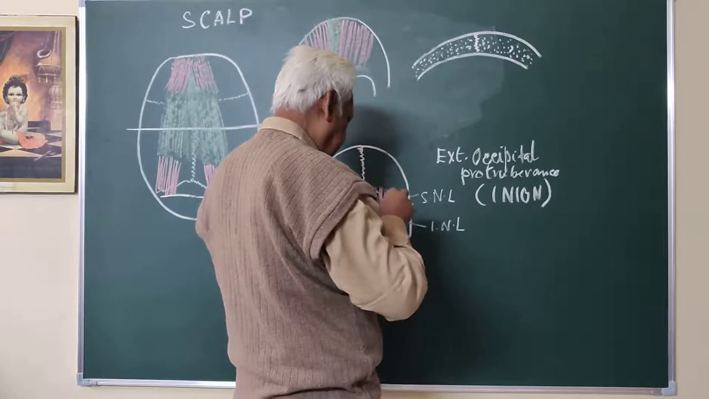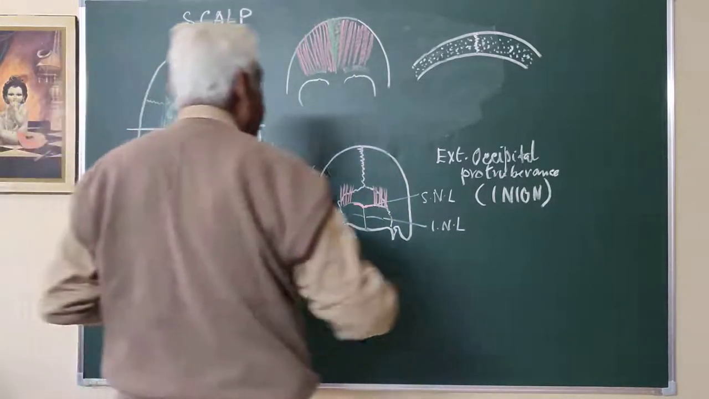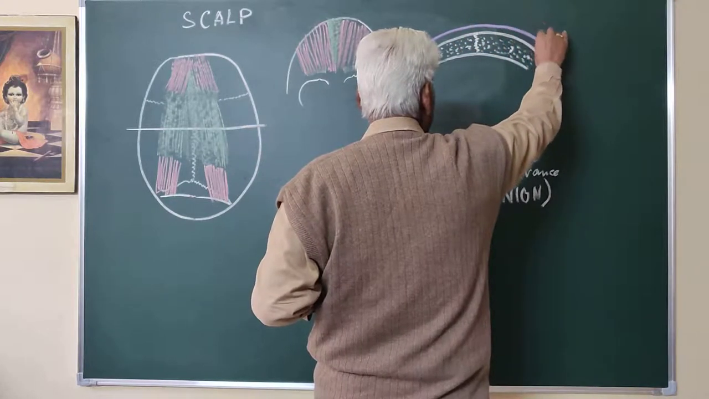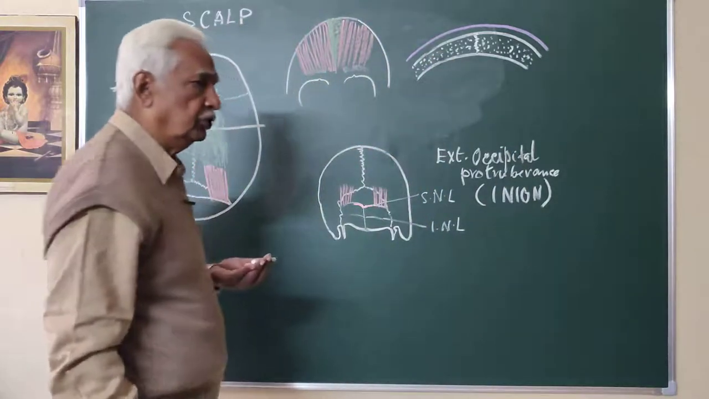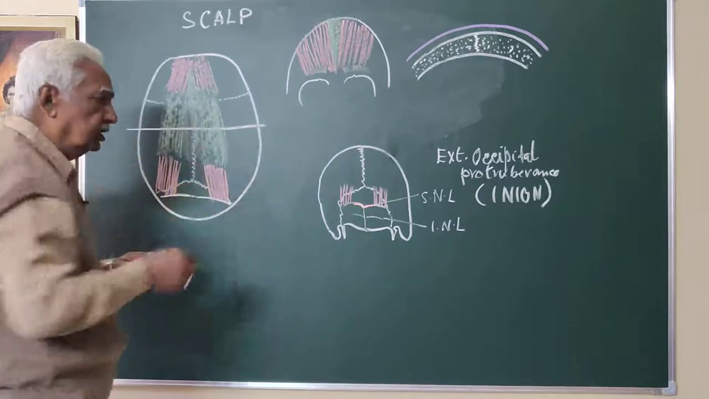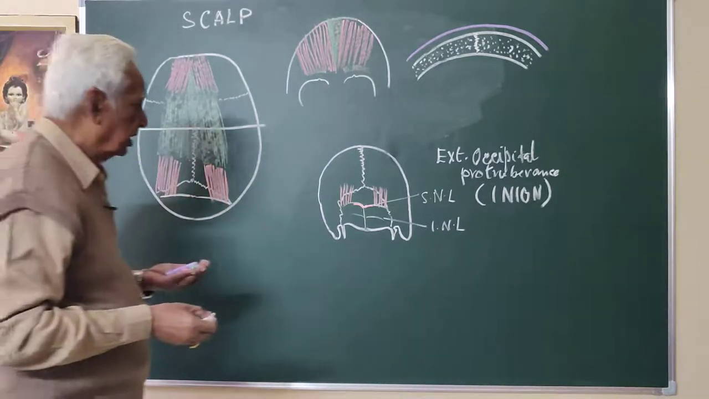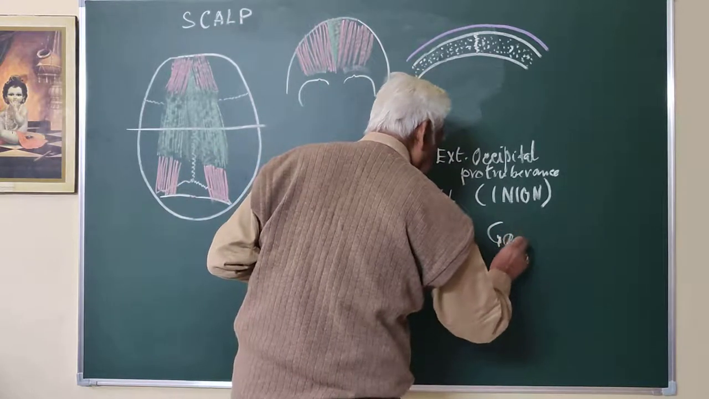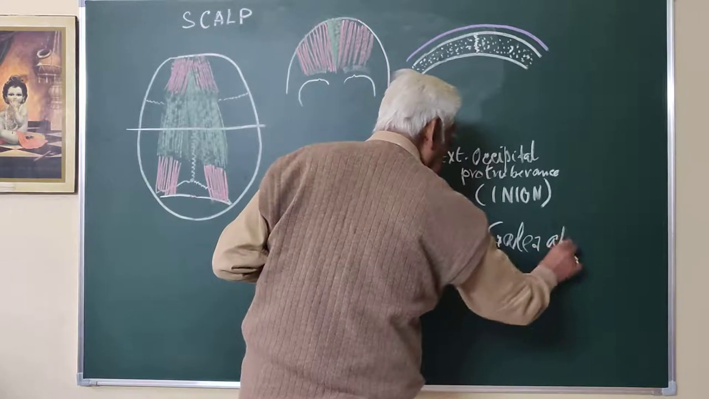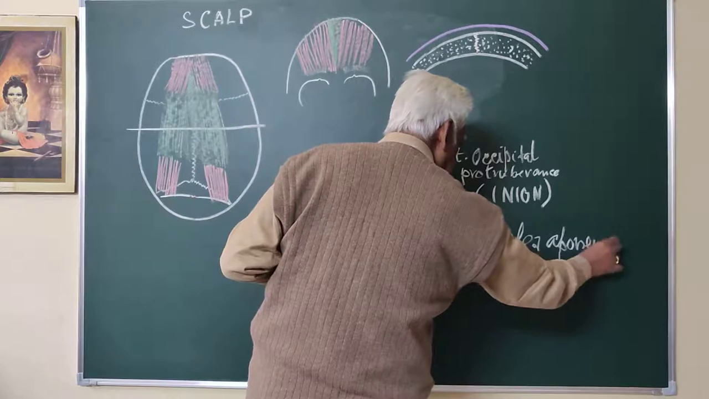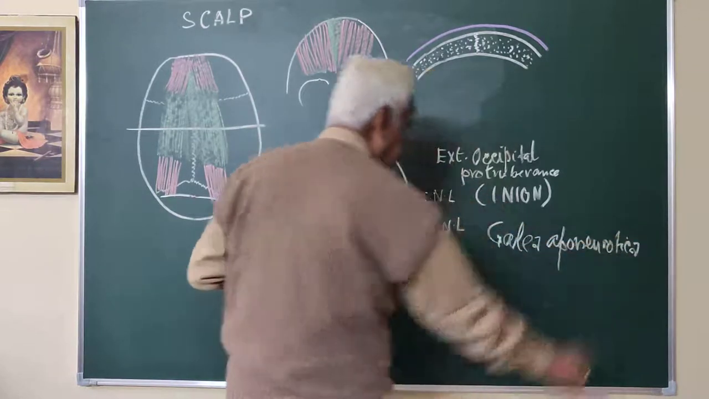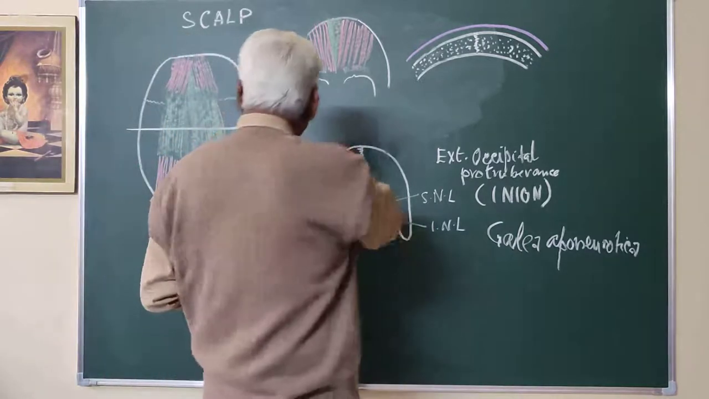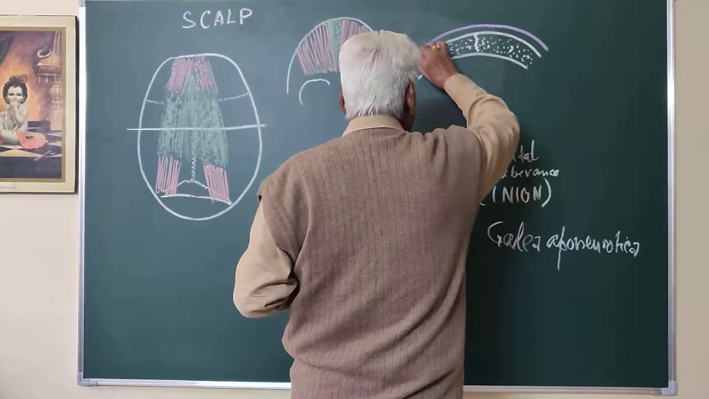Now, from the top side towards the inner side, say this is the skin of the scalp region. Deep to the skin there will be the connective tissue, and deep to the connective tissue you have seen the aponeurosis of the occipitofrontalis muscle, and that is also termed the galea aponeurotica. So there will be galea aponeurotica here, and since the section is passing through the middle, we will see only the galea aponeurotica here.